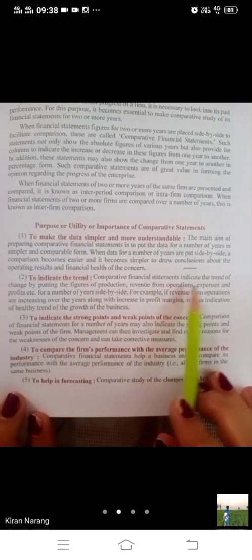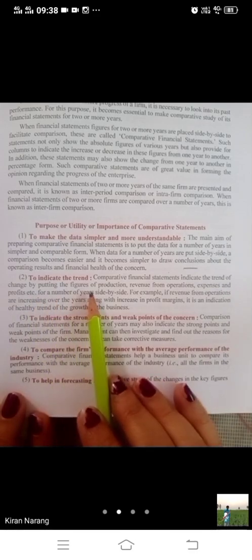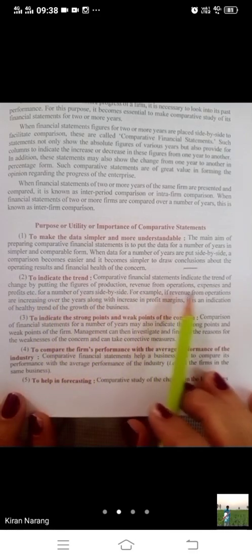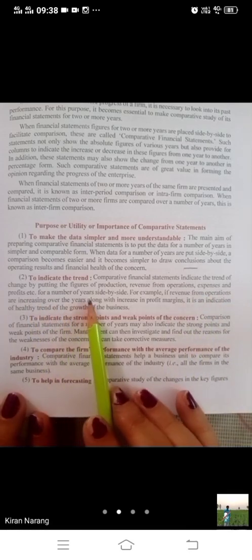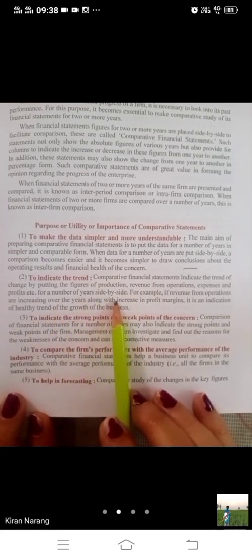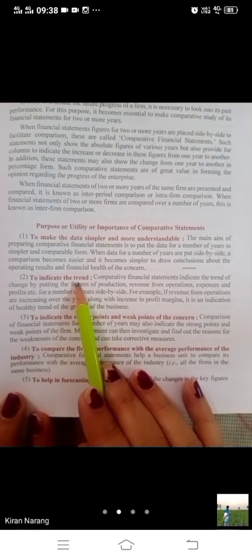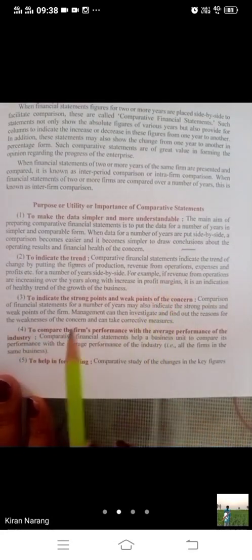Comparative financial statements indicate the trend of the change by putting the figures of production, revenue from operations, expenses and profits, etc. from year to year side by side. By putting these figures side by side, we can easily show the trend. What is the trend of these things? Is it increasing or decreasing?